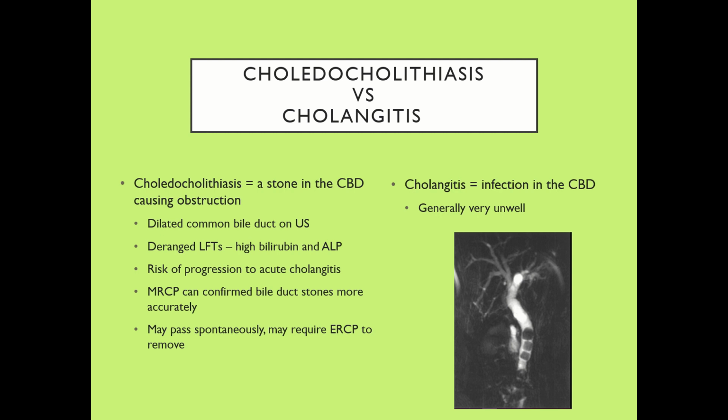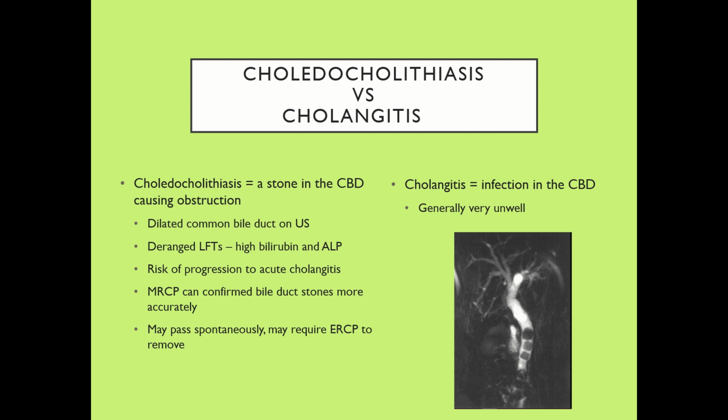So this means on an ultrasound scan you would see a dilated common bile duct because the stone's causing the obstruction, so there's a backlog. You then see an obstructive picture on the LFTs, so this means there's a high bilirubin and ALP. So that's what we mean by an obstructive picture. A hepatitic picture would be a rise in the transaminases, so the ALT, AST. And then you can get a mixed picture, of course.